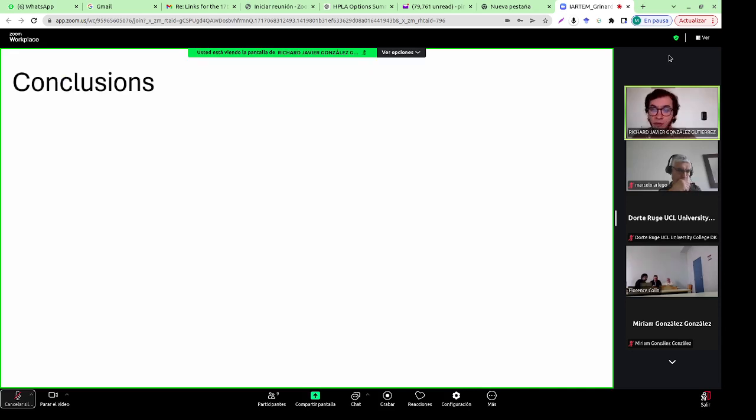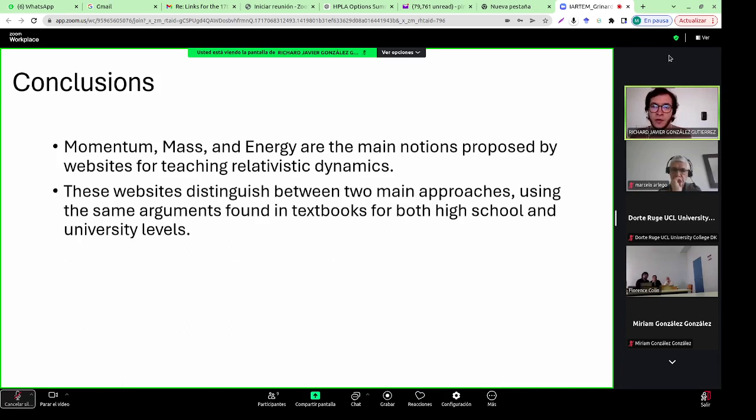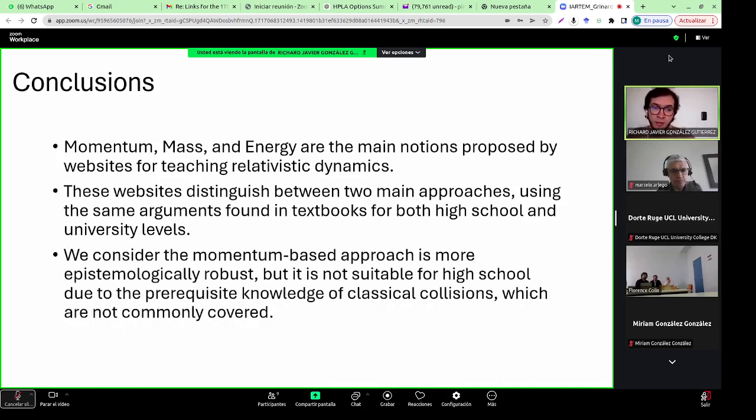And now, I am going to list the main conclusions of this research. Momentum, mass, and energy are the main notions proposed by websites for teaching relativistic dynamics. And these websites distinguish between two main approaches using the same arguments found in textbooks for both high school and university level. We consider the momentum-based approach more epistemologically robust, but it is not suitable for high school due to the prerequisite knowledge of classical collisions, which is not commonly covered.